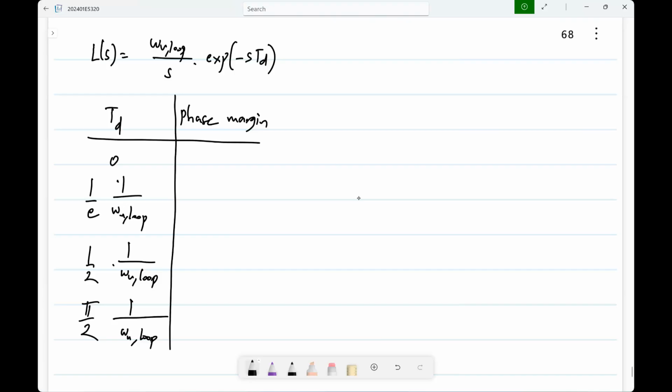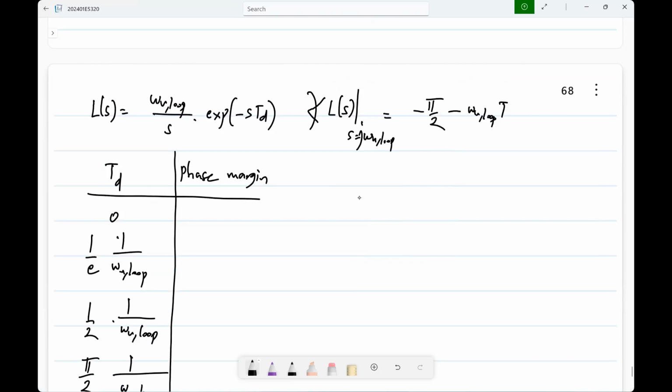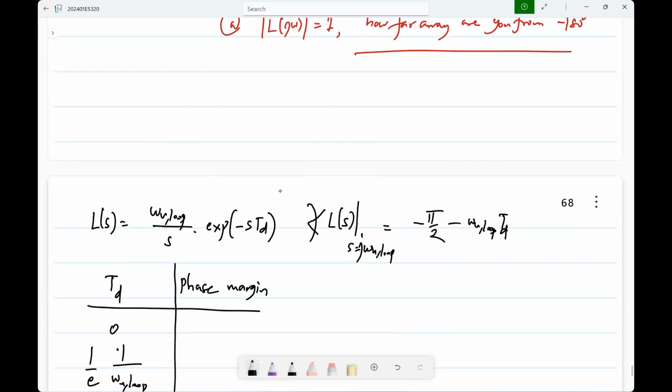So first of all, what is the angle of this? We have to calculate the angle of L of S at what frequency? At the unity loop gain frequency. And in this case, of course, omega U loop itself is the unity loop gain frequency. So S equals j omega U loop. So this will be minus pi by 2 from the first part, minus omega U loop times Td. That's all there is to it.